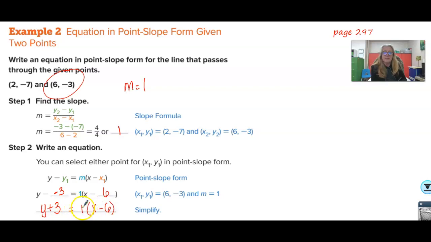Now, you might be tempted to leave the 1 off, but in order for this to really look like point slope form, I'm going to put it in there. And it's supposed to have the slope there.